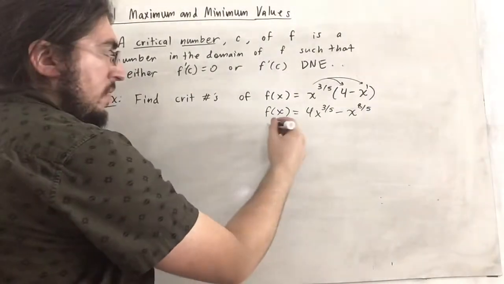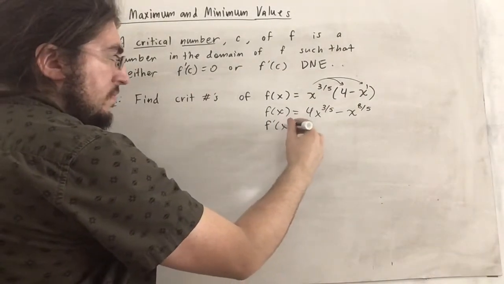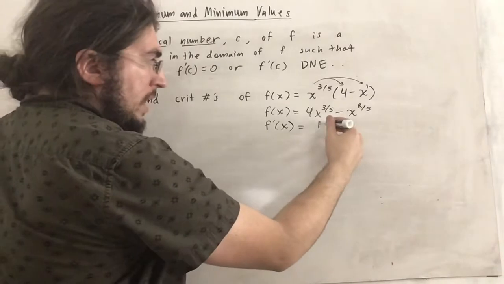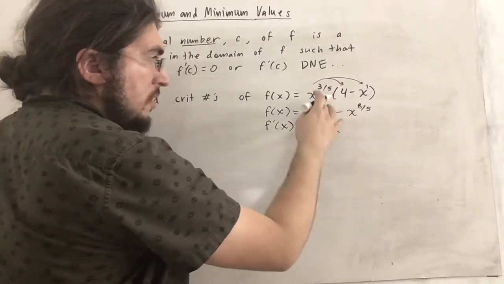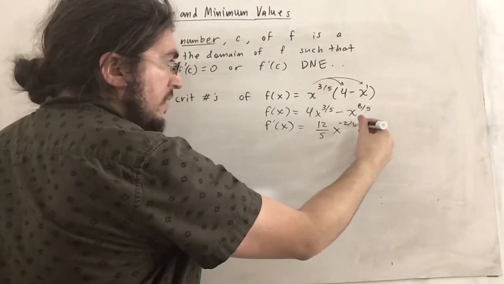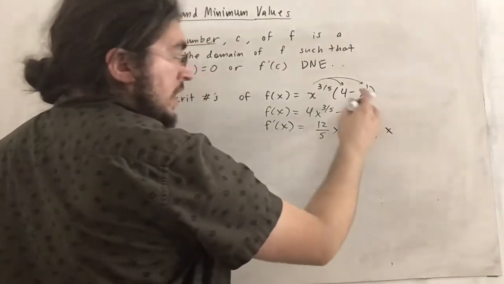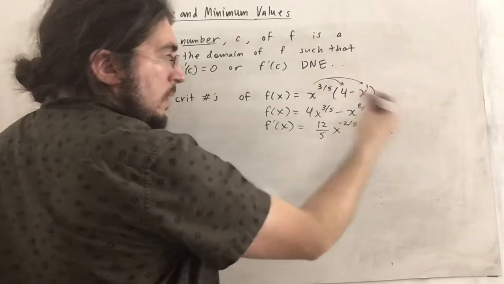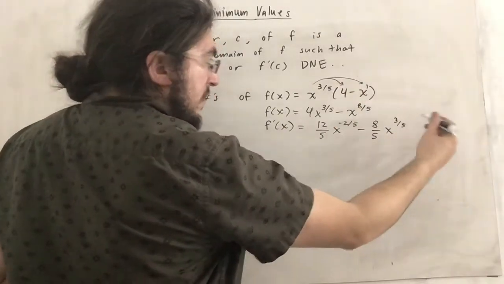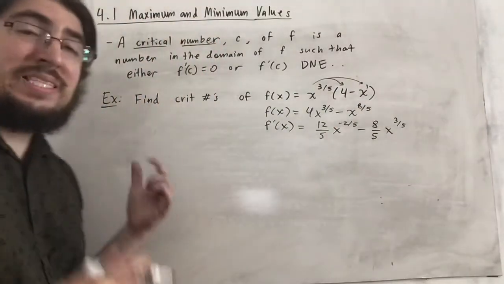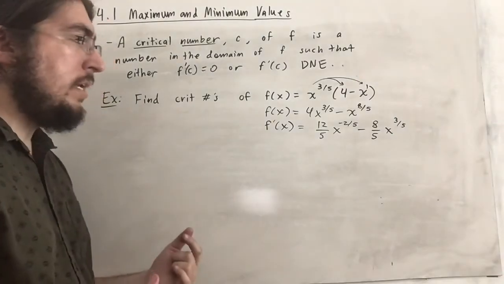And then from here, if we find the derivative, f prime of x, we get 12 over 5, x to the 3 over 5 minus 1, which is negative 2 over 5, minus 8 over 5, x to the 8 over 5 minus 1, which is just back to 3/5. Perfect.